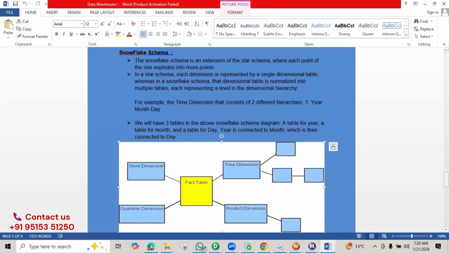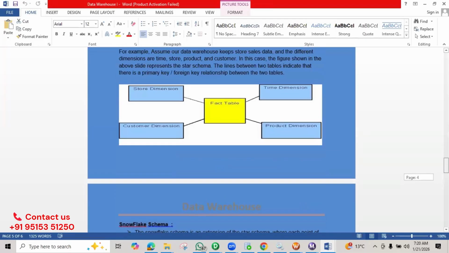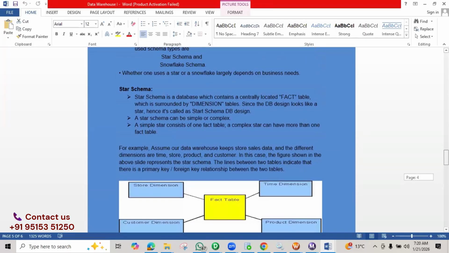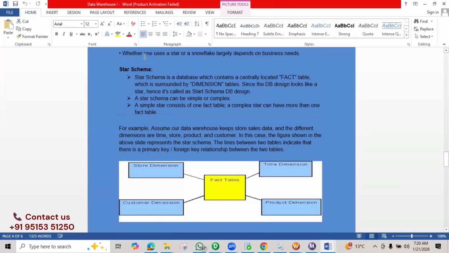In the same manner, our star schema, guys, will contain only one fact table. If there is more than one fact table, like maybe one fact table over here and a second fact table over here, then in technical language, it is called a complex star schema.